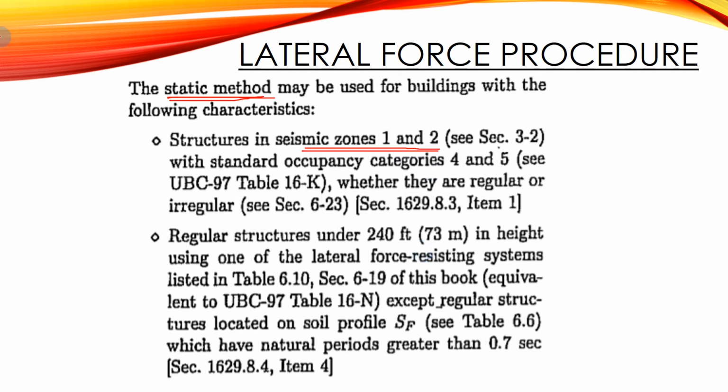Second characteristic: it should be a regular structure under 73 meters in height, using one of the lateral force resisting systems listed in the table, such as the SMRF and all of that. Except regular structures located in soil profile SF, which are subject to evaluation, having natural periods greater than 0.7. Okay, so that's the second parameter.